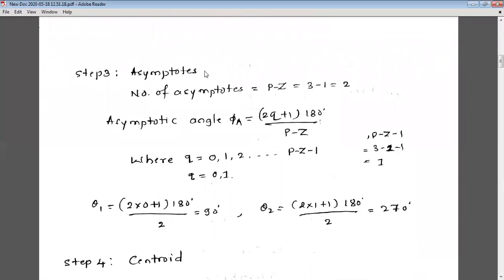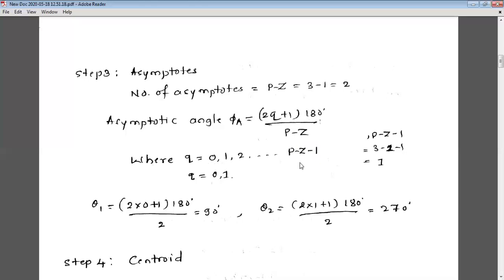Move on to the next point, step number 3. Asymptotes, right? The number of asymptotes is given as P minus Z. P is 3, Z is 1, so P minus Z is 2. So there are two asymptotes, right? Further, we need to find the asymptotic angles also. What are these asymptotic angles? Phi A is given as (2q plus 1) into 180 degrees, whole divided by P minus Z, right?